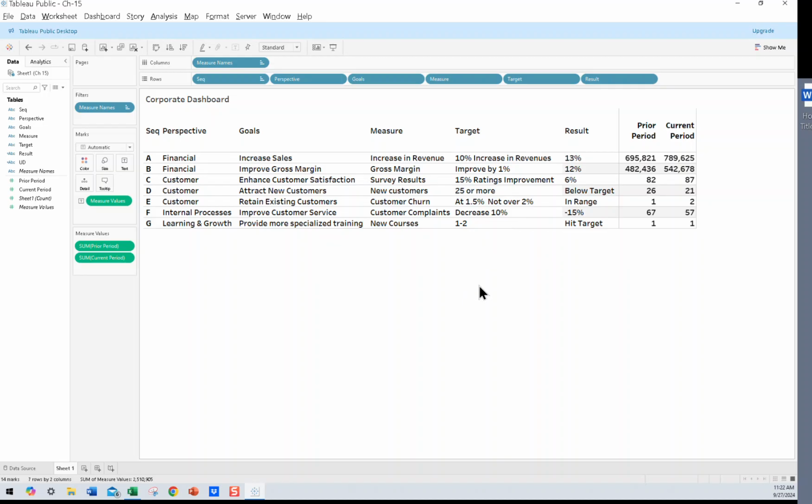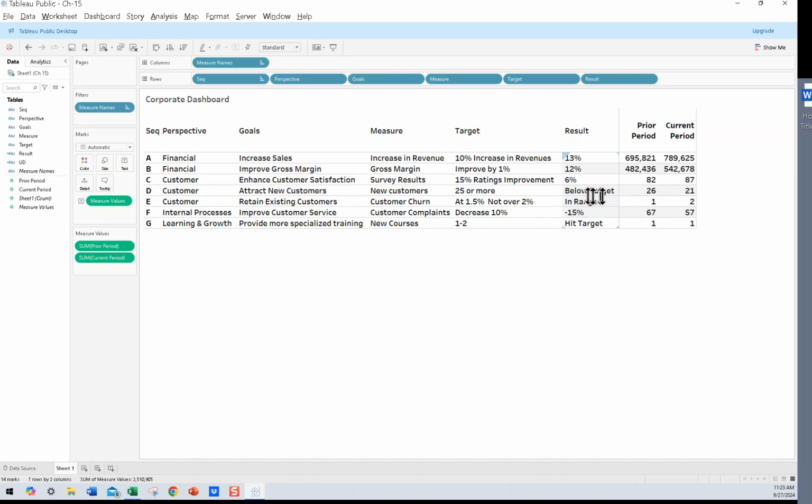Good news, I have already done the work for you. Here's a new result column. They were supposed to get 1 or 2 new courses. They got 1, they hit their target. A decrease of 15% was their target in customer complaints. They had 15% decrease. They hit their target. At least 1.5 in range would be 2, not over 2. So they had 2, so they're in range.